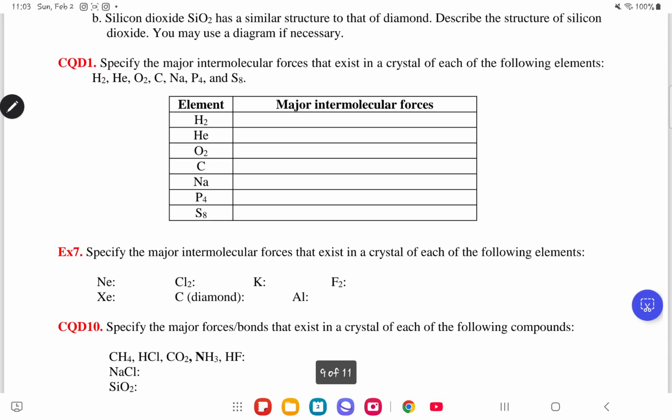Moving on to CQD number 1. They need us to specify the type of forces. So definitely H2 is van der Waals, also helium, van der Waals. O2 is also van der Waals. C is covalent bonding. Na is metallic bonding. P4 is again van der Waals, and S8 is van der Waals.